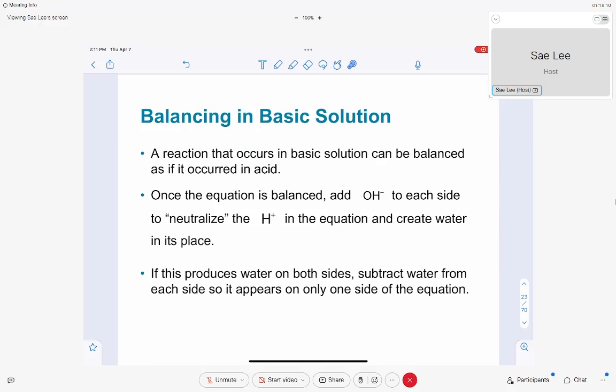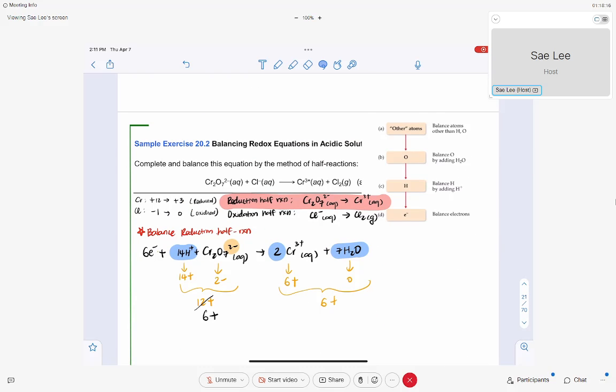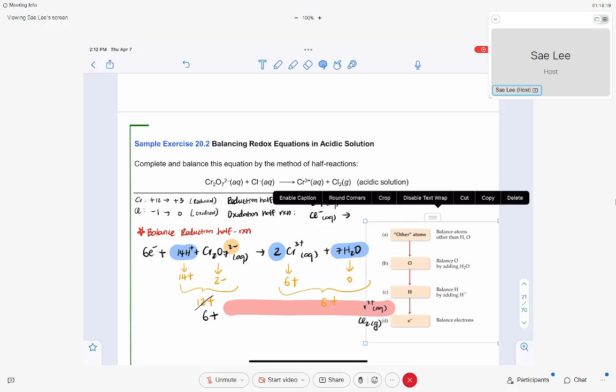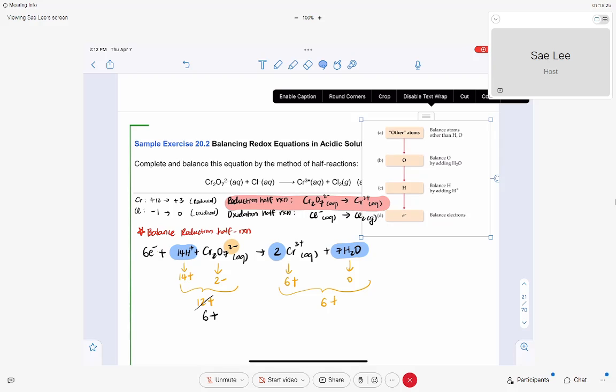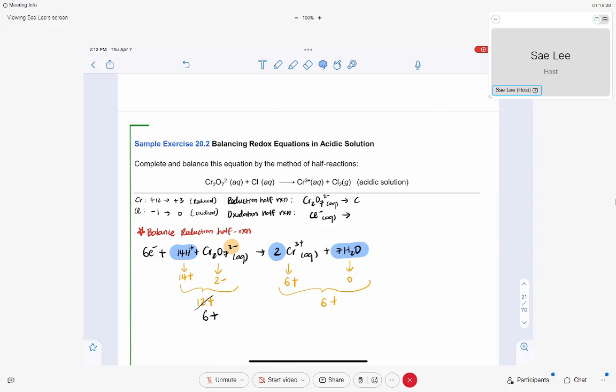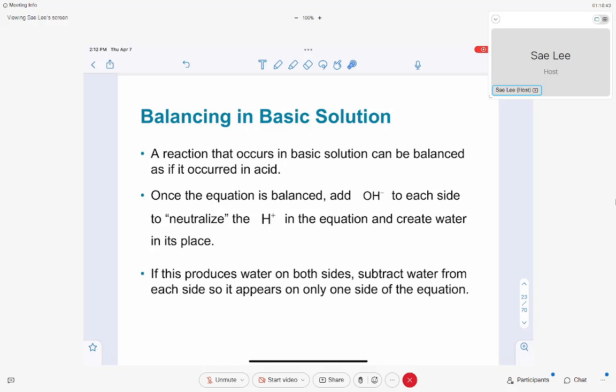All right, so the sample exercise that we just solved was actually in acidic solution. Okay, so the redox reaction can occur in basic solution as well. If we want to balance a redox reaction in basic solution, the steps are similar, but it will be a little bit different.